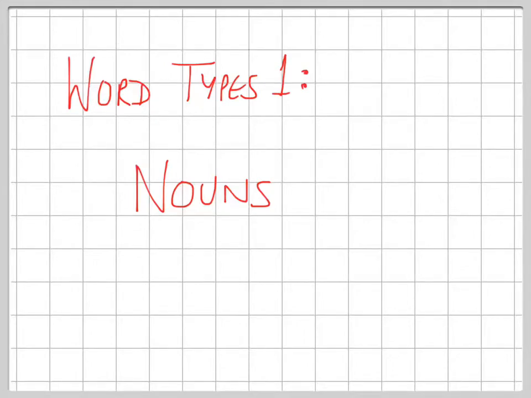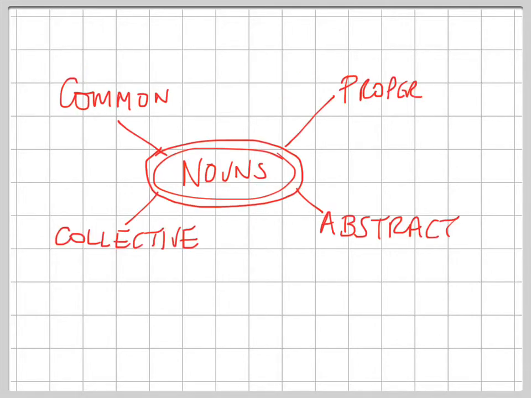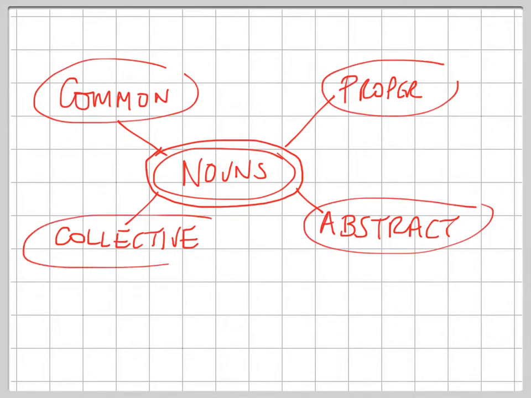The video, Word Type 1, focuses on nouns. Nouns are normally known as objects, but there are 4 different categories that are all slightly different to each other. The first group is common nouns, then we have proper nouns, abstract nouns and collective nouns. Let's work through these one at a time.